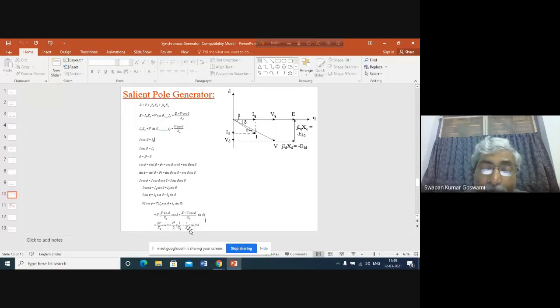This sine 2 delta component is due to the difference in the reluctances. That's why this part is also called the reluctance power. That means the source of this power is the difference in reluctance at the two axes of the generator, at the two axes of the pole rather. Okay, so this is due to the difference in reluctance. That's why this is called the reluctance power. And this is the normal part of the power that we have found out previously also.